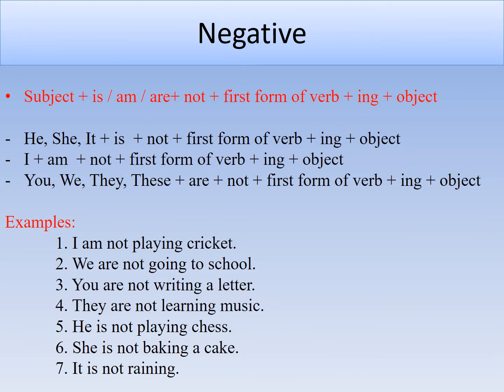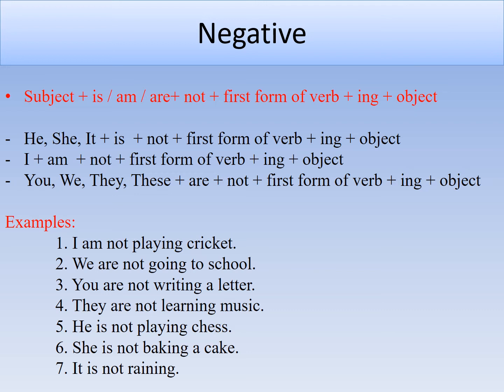Now let us see how to convert an affirmative statement into a negative one. So the rule for converting is subject plus is or am or are, and then we insert not after it, plus first form of the verb plus ing plus object. So here also after he, she, it, we use is, not, then first form of verb, then ing, then object.